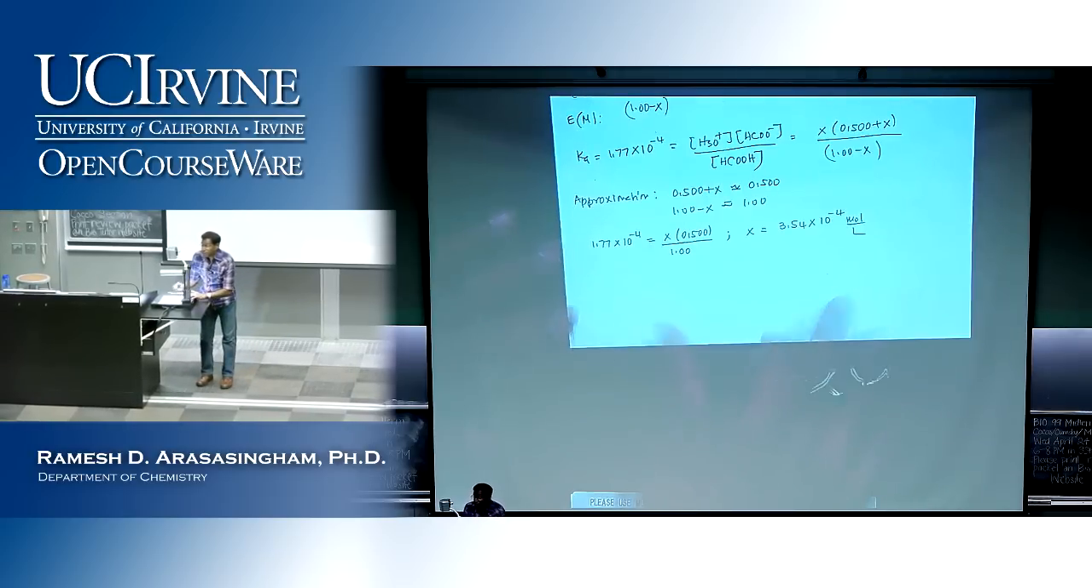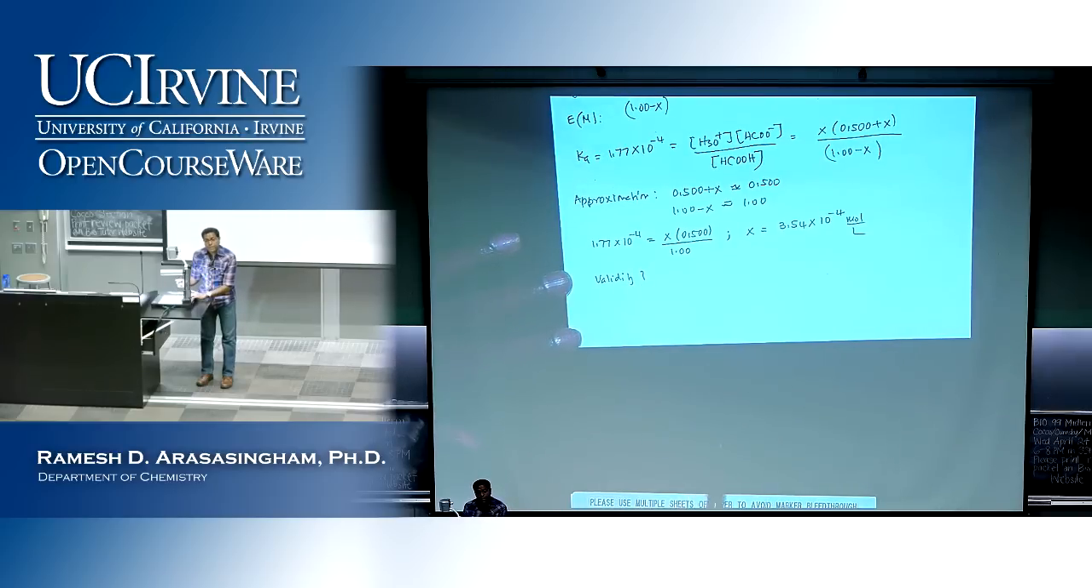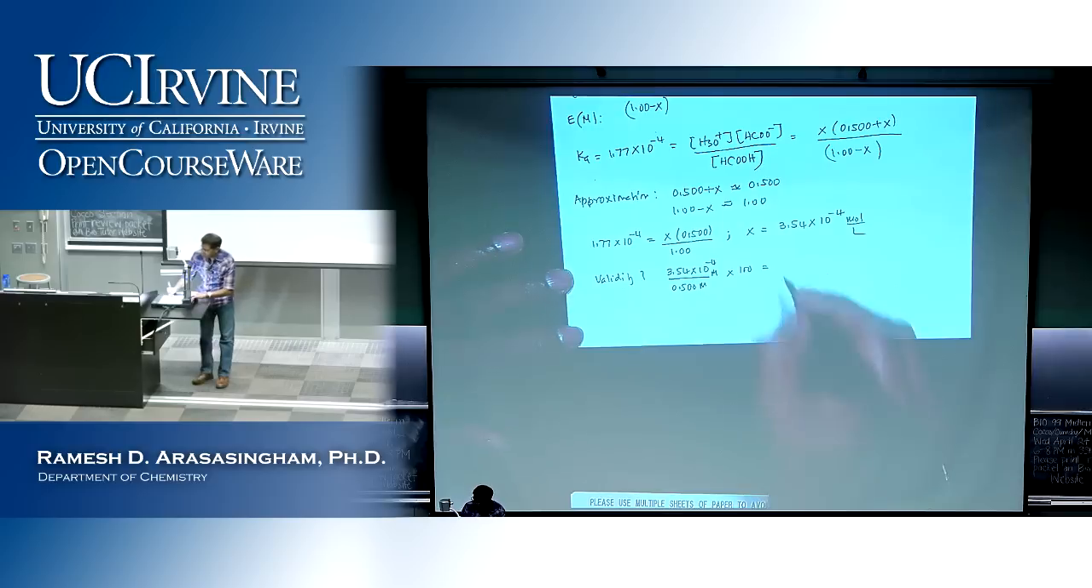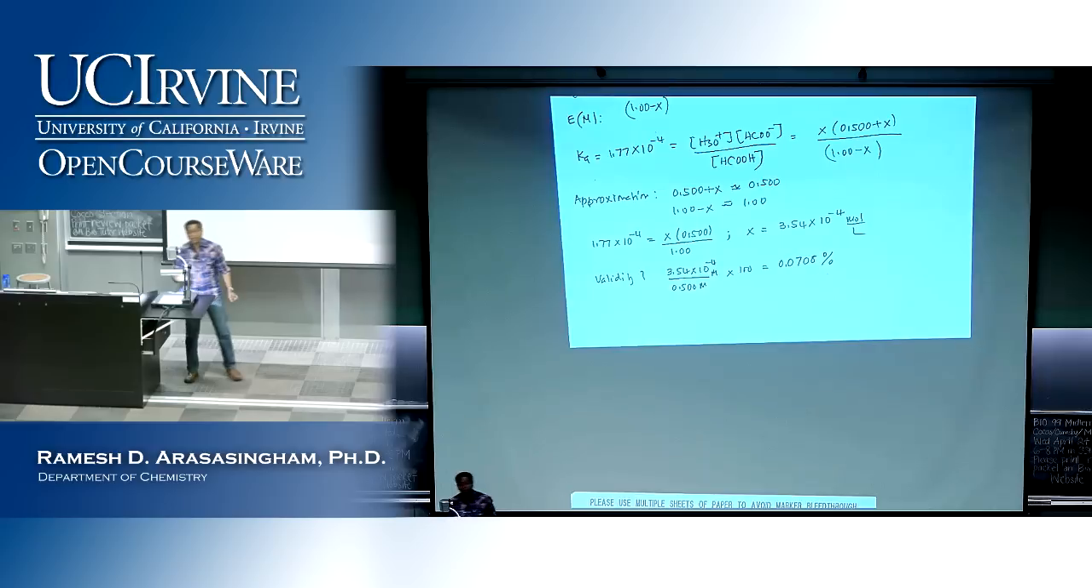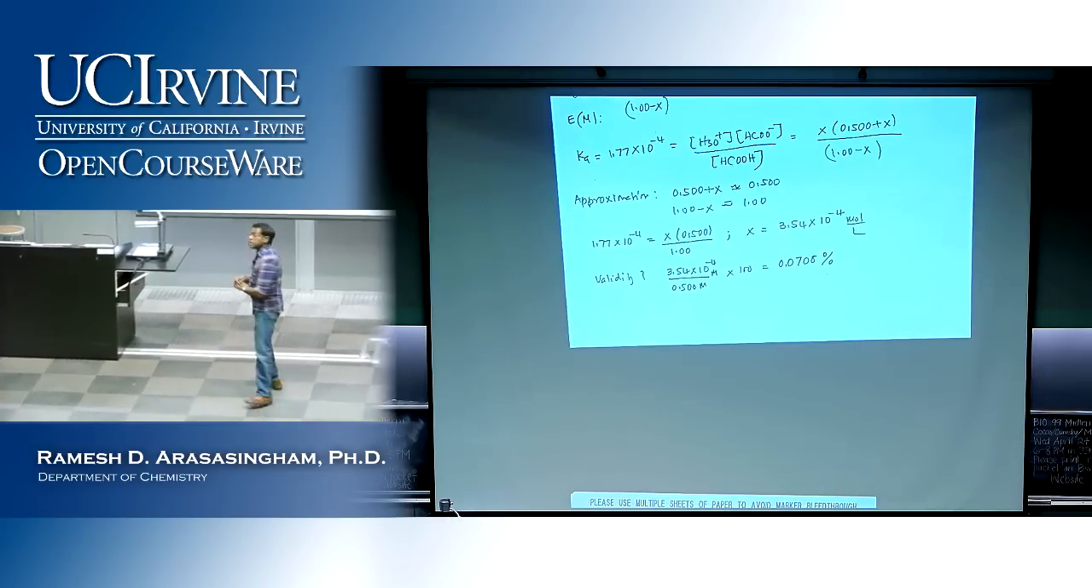Now, I have to check validity. Is my approximation valid? And can everybody see that I just need to pick one of these? All right, I don't need to calculate validity for both, because if I take the top one, if I say x is small compared to 0.5, it has to be obviously small compared to 1. So I'm going to take 3.54 times 10 to the negative 4 divided by 0.5 molar times 100. And if you work that out, it comes out to 0.0708%. So in other words, it's 0.07. That's well below our threshold. So we know our approximation is valid.